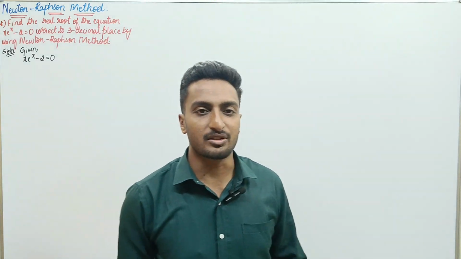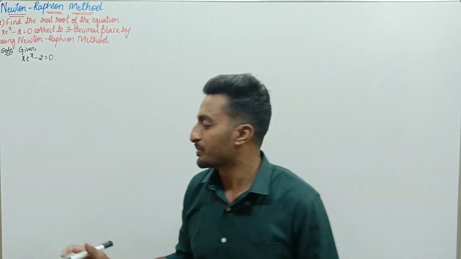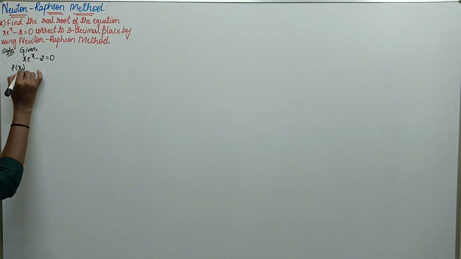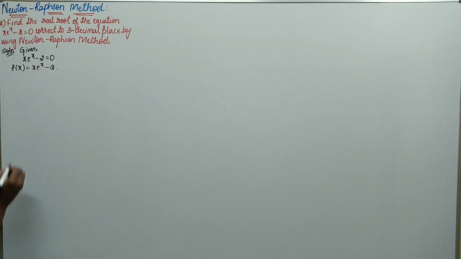After representing the equation equal to 0, we are going to represent the equation in the function form. That is f of x. F of x equal to x e power of x minus 2. We are supposed to find the interval in which the value is going to lie, from negative to positive or positive to negative.